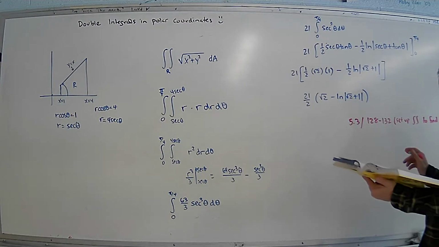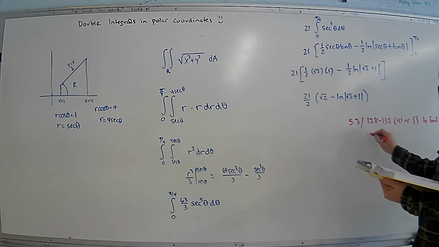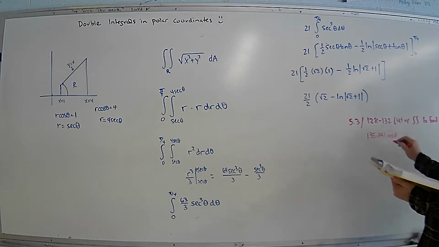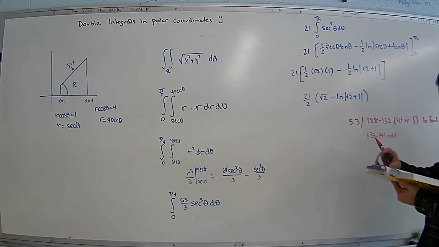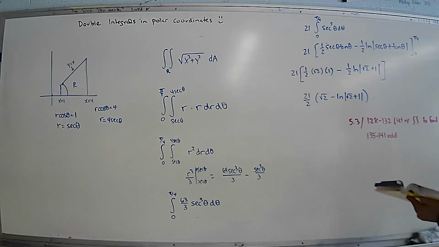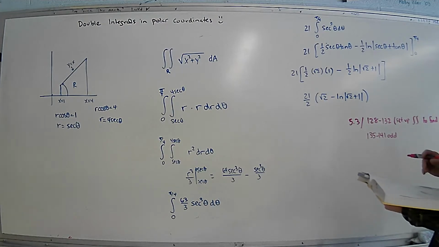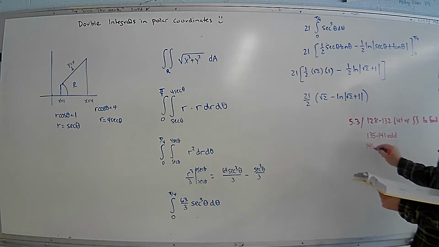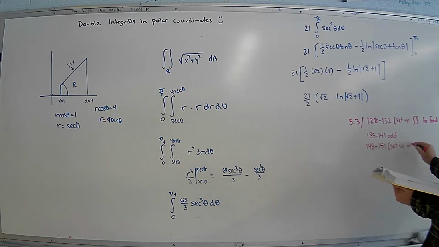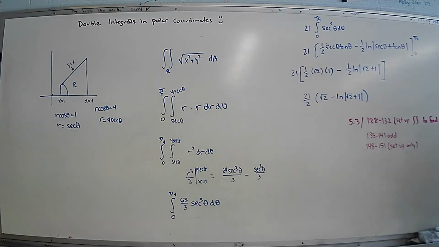Then I want you to do 135 to 141 odd. And then I want you to do 148 to 151. Set up only. Just convert them. Don't compute them. Does that make sense? Until Thursday.